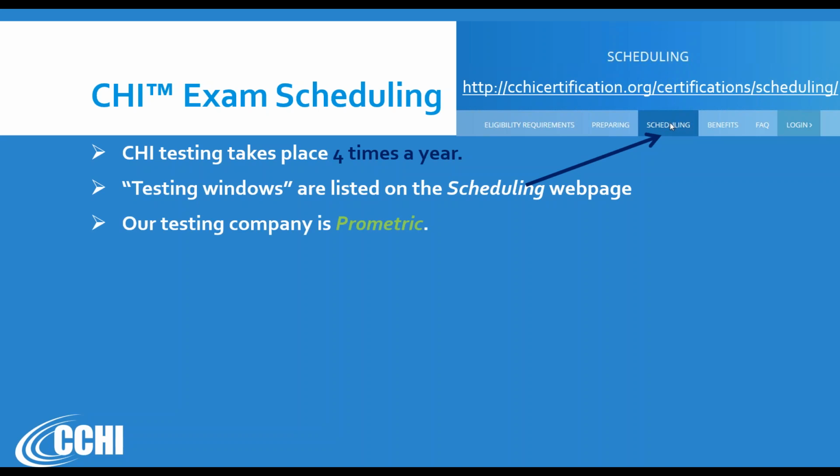Our testing is done by a testing company called Prometric. It's one of the world's leaders in testing, and you may know it because they deliver the TOEFL exams, which many of us who are newcomers to this country had to take if we wanted to study or get professional jobs. They also deliver the California court interpreting exams and the federal court interpreting exam. And of course many, many more for different professions.